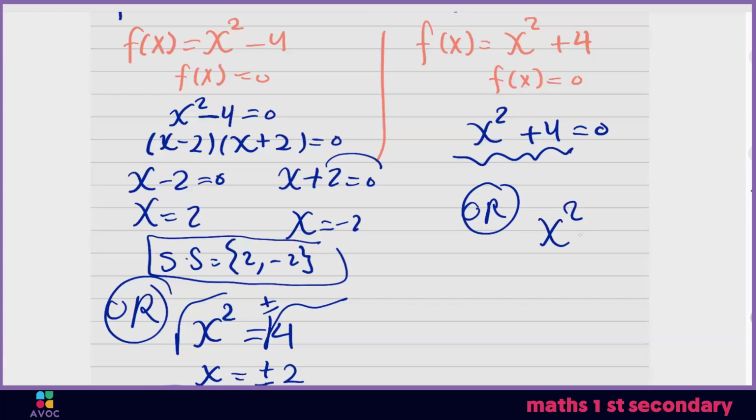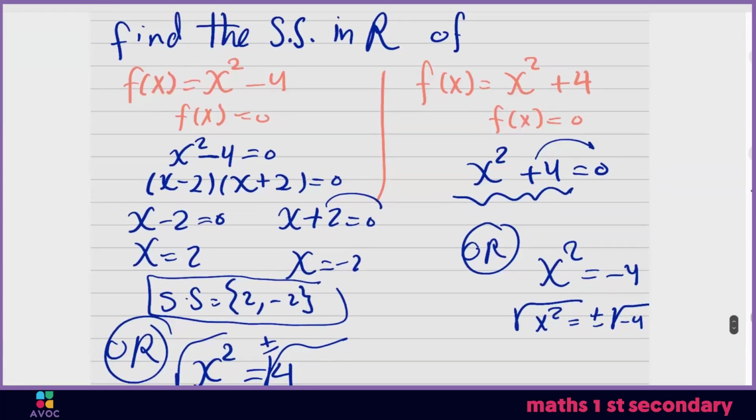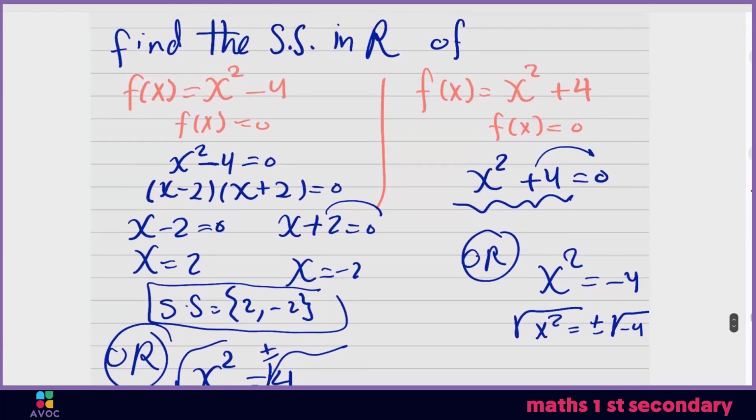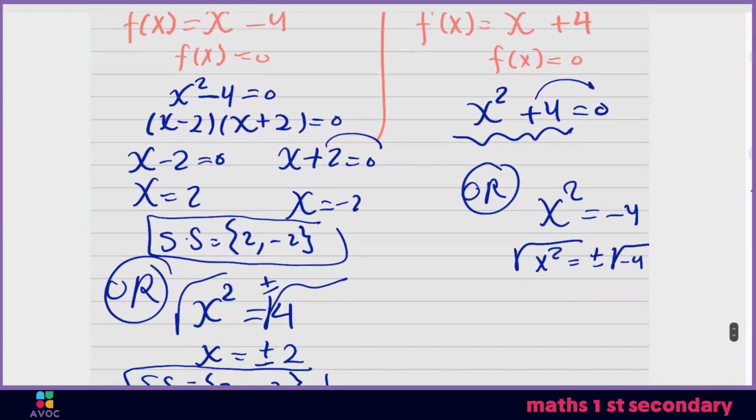Also, by another way, x power 2, if you transfer 4 to the other side, it will be negative 4. So after taking the square root, x power 2 equals positive or negative, negative 4. I said I want the solution set in R. So here, can you find the square root of negative 4? No, I can't. So I can say the solution set will be empty.